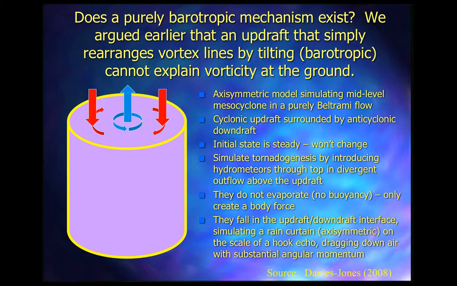Let's create an axisymmetric model that simulates a mid-level mesocyclone. So we're now talking about how you get the tornado rotation down to the ground in a purely Beltrami flow. Now remember, what is a Beltrami flow? It's a flow in which the vorticity vector and the velocity vector are everywhere aligned. In other words, it's a flow in which the vorticity is purely streamwise everywhere.